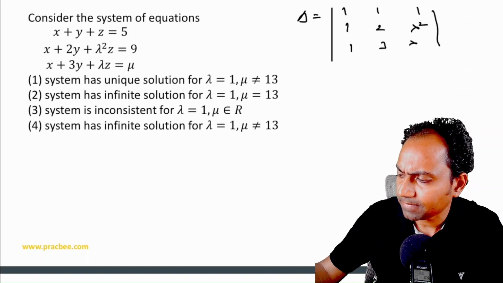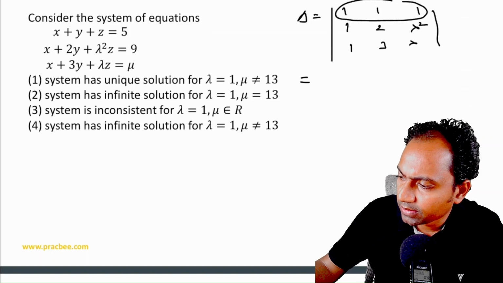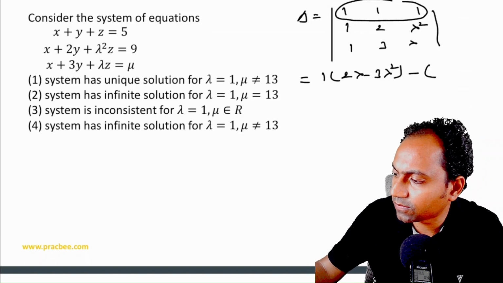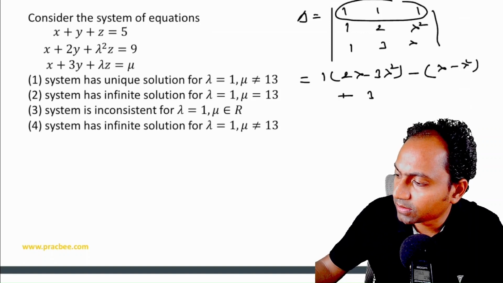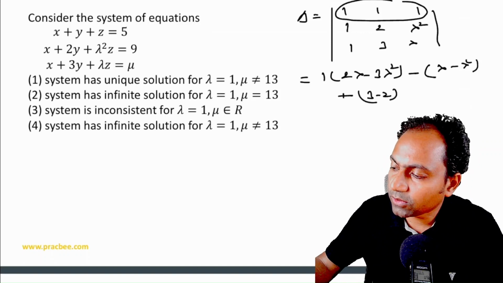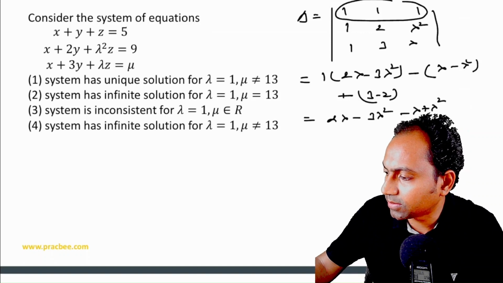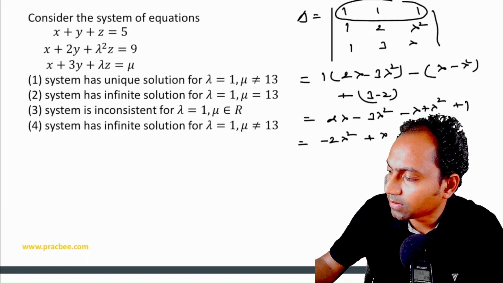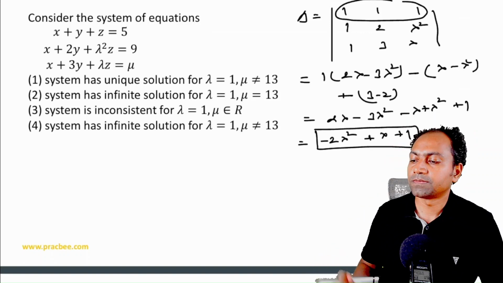Now we can see that in order to do this, I can do a very simple thing. I can open it along the first row. So it becomes nothing but 2 lambda minus 3 lambda square minus of lambda minus lambda square, and the third part will become nothing but 3 minus 2. You can see from here what we are getting is 2 lambda minus 3 lambda square minus lambda plus lambda square plus 1. So this becomes minus 2 lambda square plus lambda plus 1. Now this is what the value of delta is.